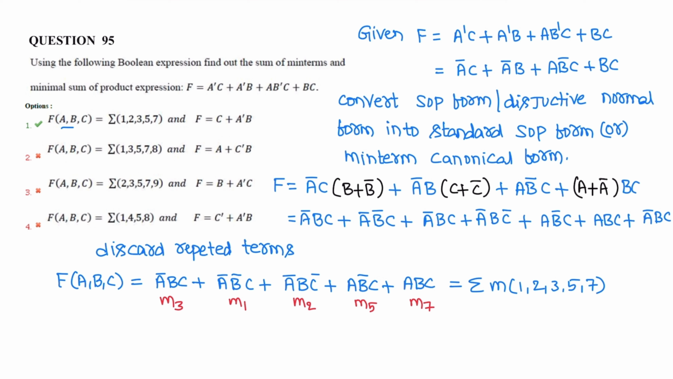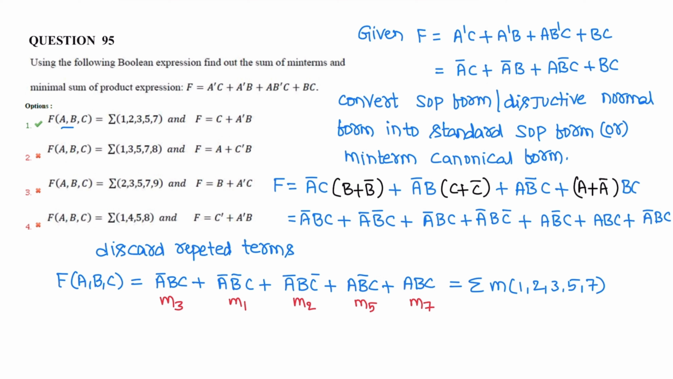In the fourth term bc, variable a is missing, therefore multiply with a plus a bar. Then discard the repeated terms, and we get the final expression f of abc equal to sigma m of minterms 1, 2, 3, 5 and 7.